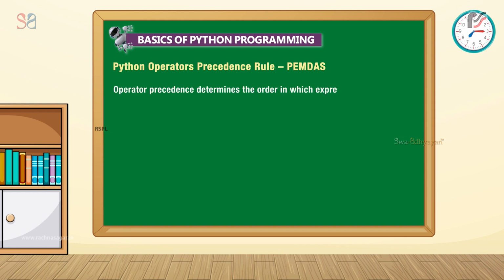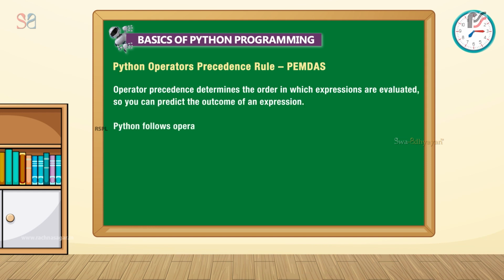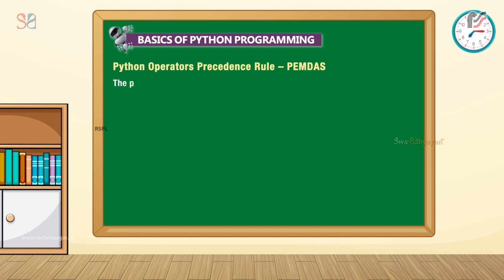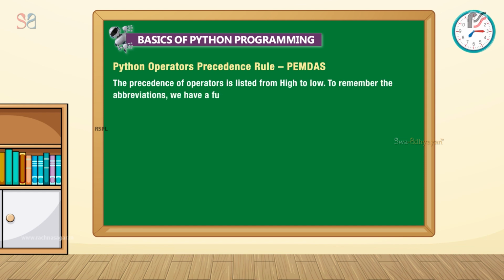It determines the order in which expressions are evaluated so you can predict the outcome of an expression. Python follows these rules for solving the expression, as shown in the table. The precedence of operators is listed from high to low. To remember the abbreviations, we have a funny mnemonic: Please Excuse My Dear Aunt Sally.